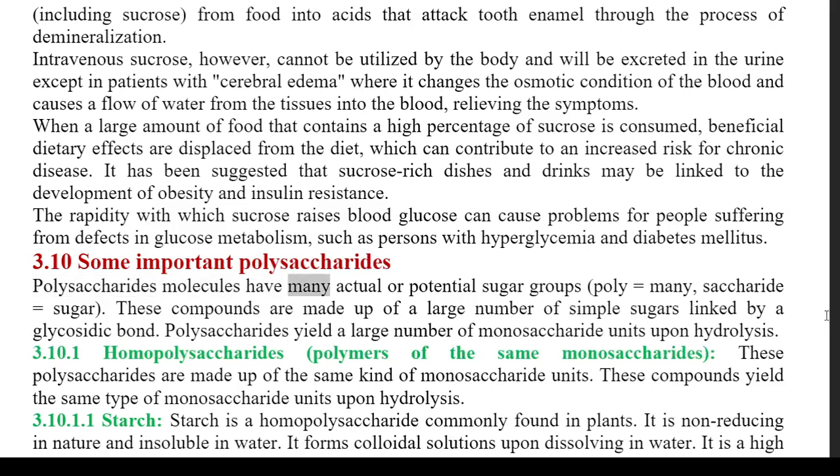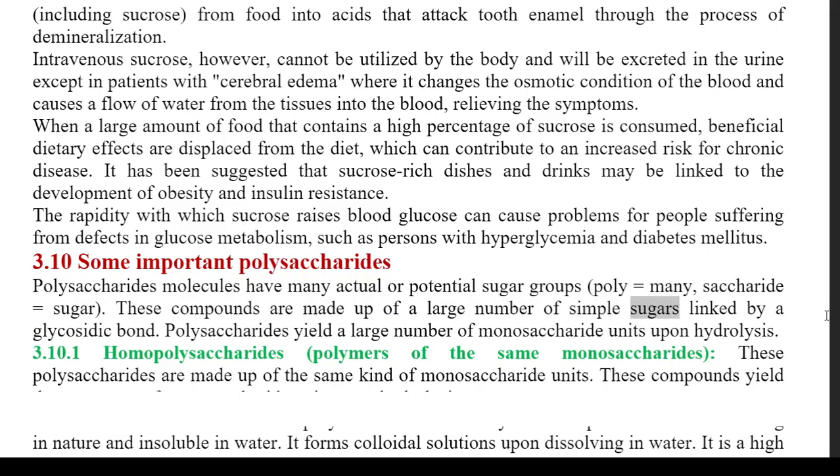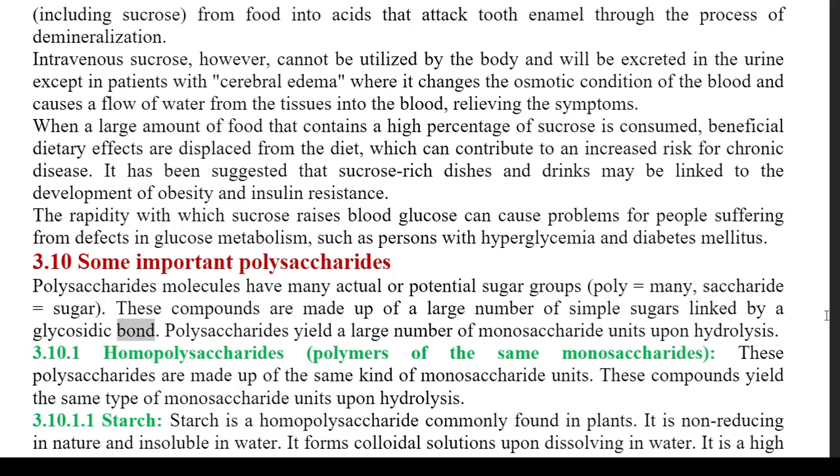Polysaccharide molecules have many actual or potential sugar groups. Poly equals many, saccharide equals sugar. These compounds are made up of a large number of simple sugars linked by a glycosidic bond. Polysaccharides yield a large number of monosaccharide units upon hydrolysis.